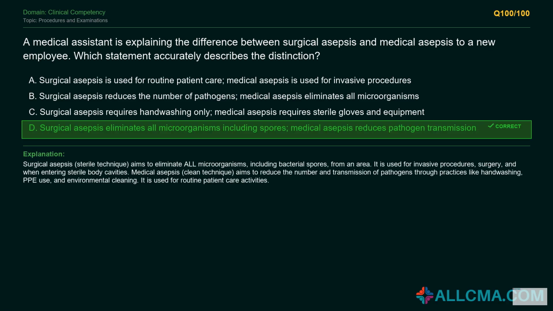The correct answer is D. Surgical asepsis, sterile technique, aims to eliminate all microorganisms, including bacterial spores, from an area. It is used for invasive procedures, surgery, and when entering sterile body cavities. Medical asepsis, clean technique, aims to reduce the number and transmission of pathogens through practices like hand washing, PPE use, and environmental cleaning. It is used for routine patient care activities.